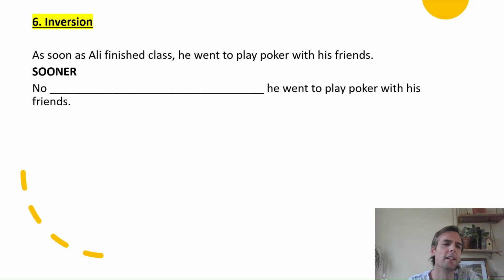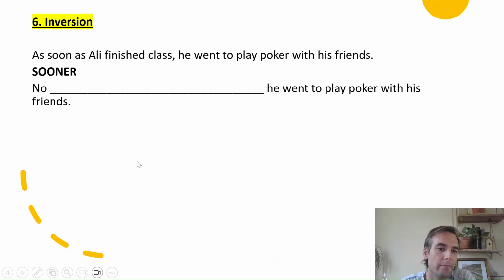Number 6. Wow, this one is a big one. This one, some people just can't get their heads around it, but it's always on the exam. It's super, super common. So what is inversion? Well, we've got a common example here. As soon as Ali finished class, he went to play poker with his friends. No, he went to play poker with his friends.